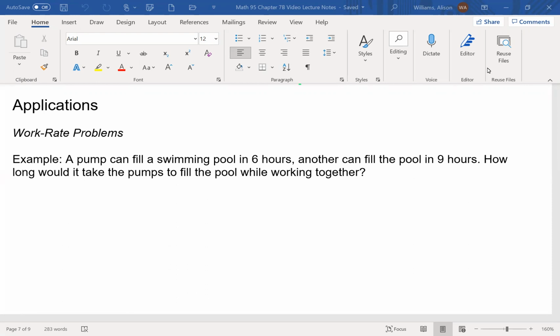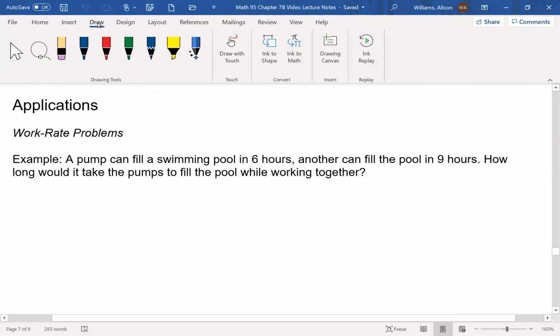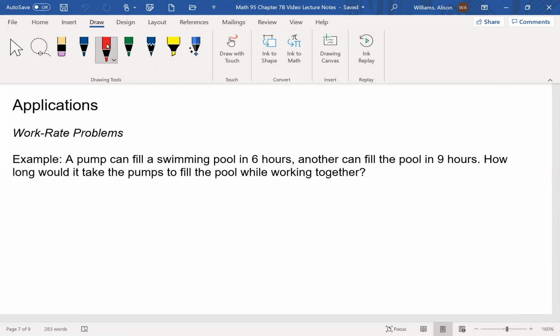So for instance, if we have one pump that can fill a swimming pool in 6 hours and another pump that can fill the swimming pool in 9 hours, how long is it going to take them working together? Okay. So that's what we're going to do first, define our x, our variable in this problem. And in this case, x is going to be the time working together.